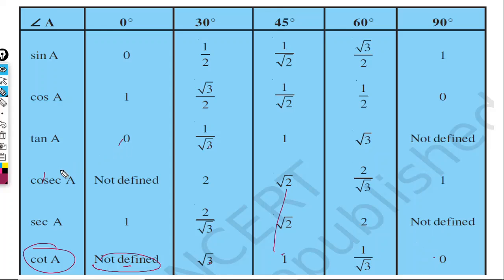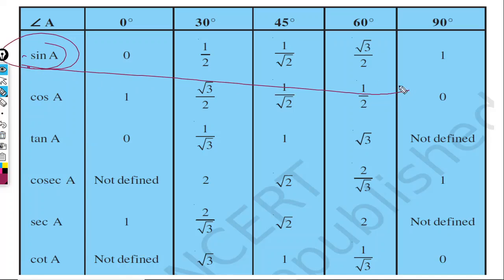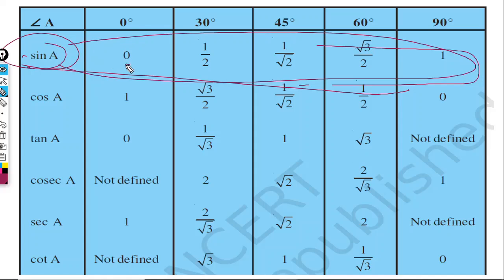Now similarly you can find cosec and sec from sine and cos. 1 by sine A equals cosec, 1 by cos A equals sec. So if you memorize only sine A, that means only the values for 0, 30 degree, 45 degree, 60 degree and 90 degree, then you can find all the ratios.